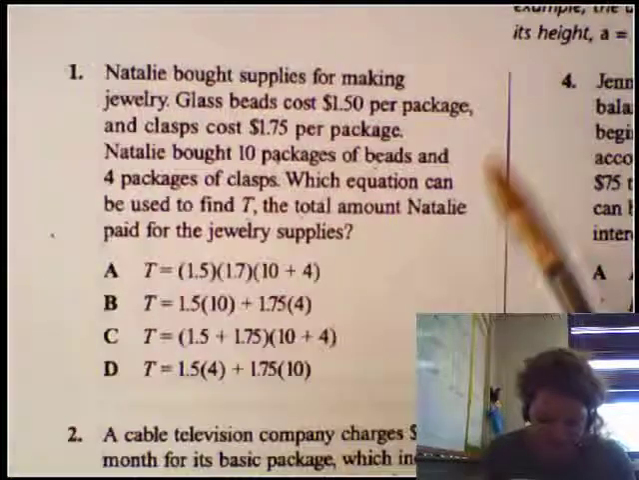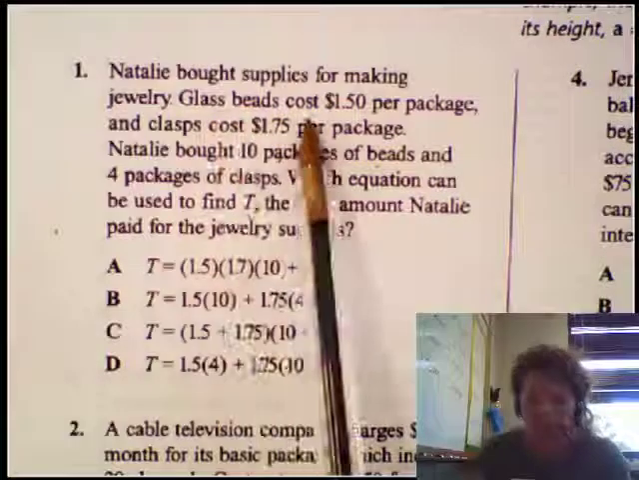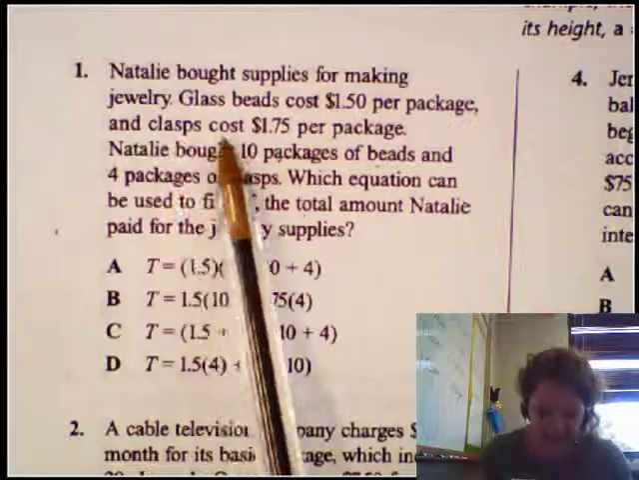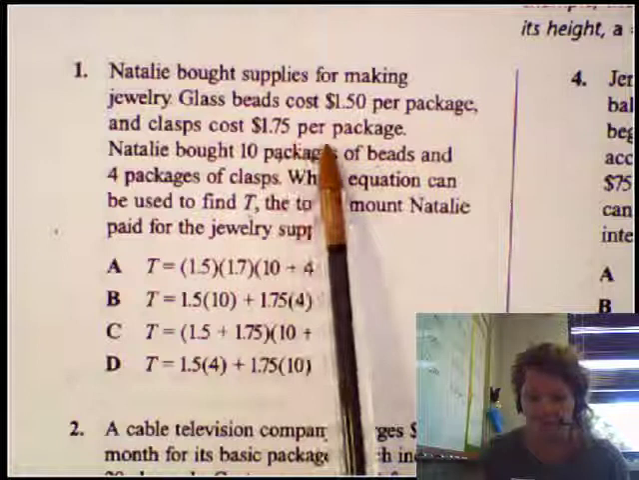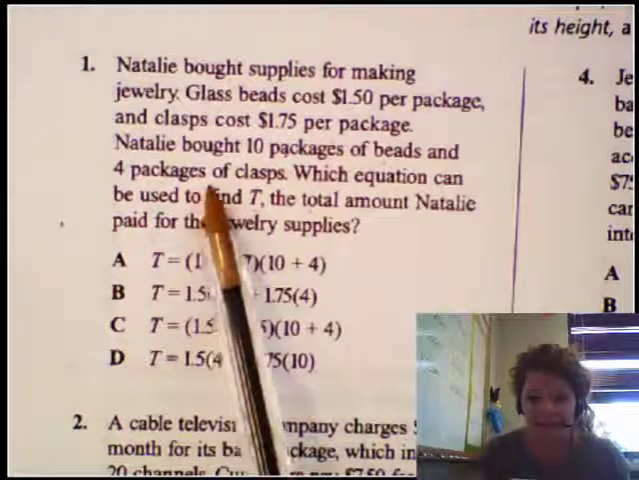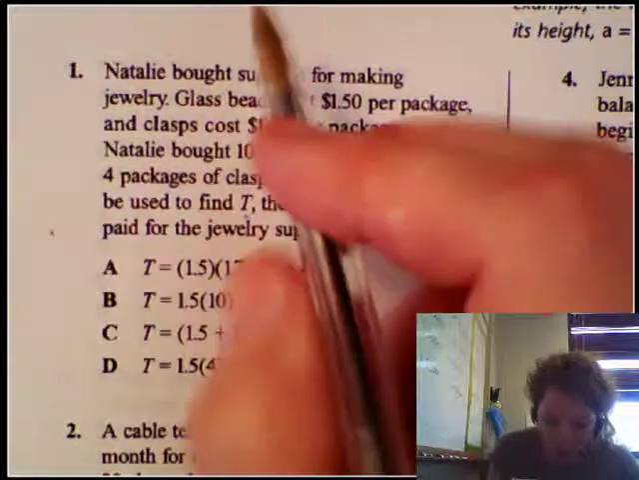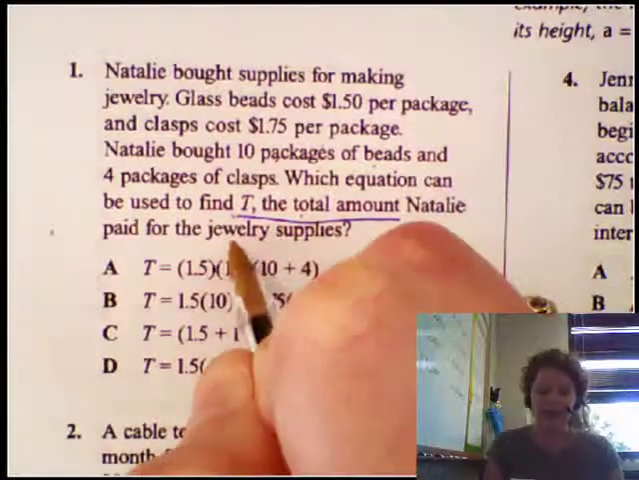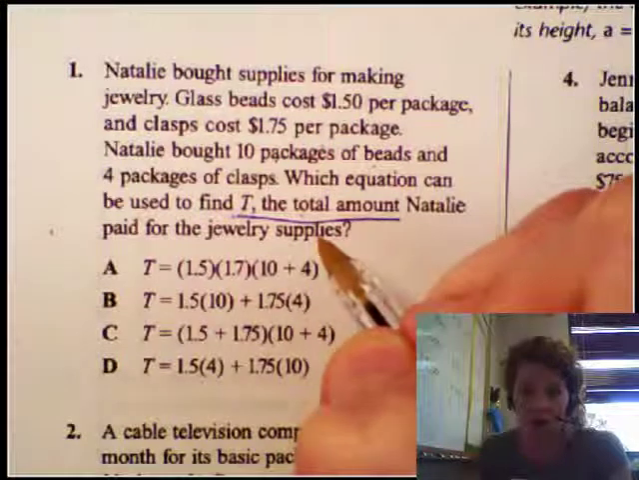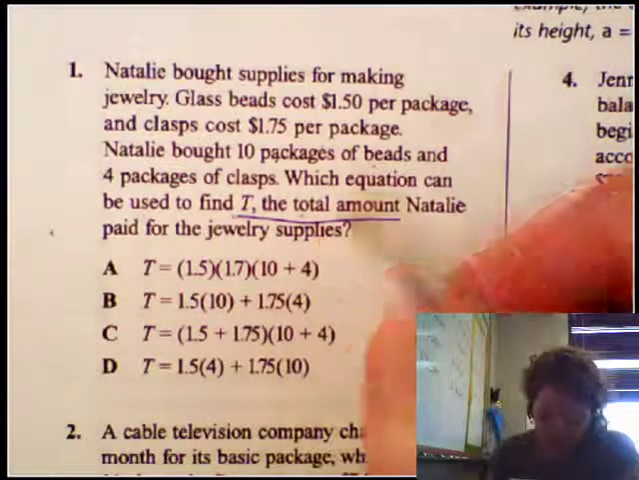Let's get started. Number 1, Natalie bought supplies for making jewelry. Glass beads cost $1.50 per package, and clasps cost $1.75 per package. Natalie bought 10 packages of beads and 4 packages of clasps. Which equation can be used to find T, the total amount Natalie paid for the jewelry supplies? Okay, this video is all about unit cost, how much per thing, and how do you figure out how much it costs total? All right, well, we can do this.